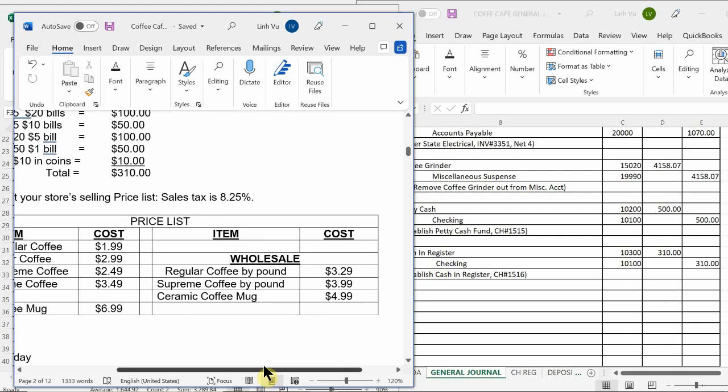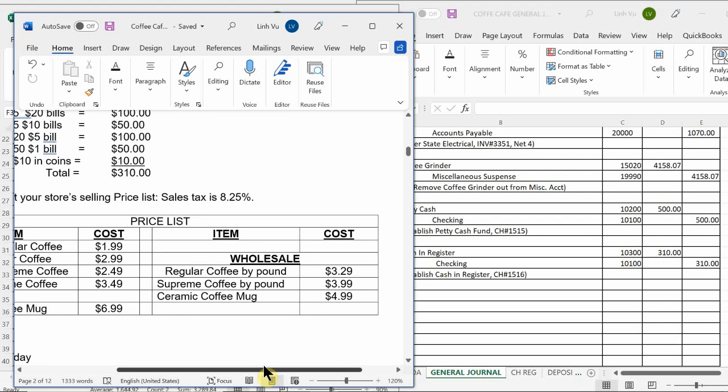So again, wholesalers are going to get discounted prices. They're not going to be at cost, because you want to make a profit, because they're using you as a third-party vendor. So in this case, these are our selling prices.